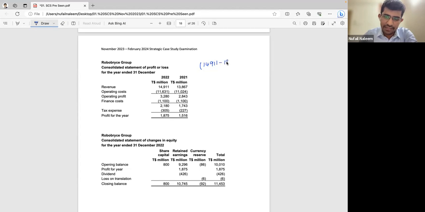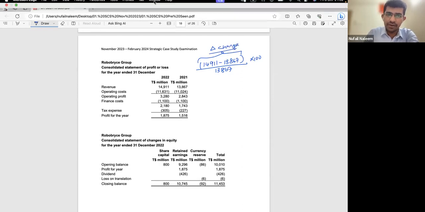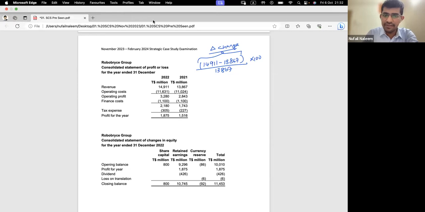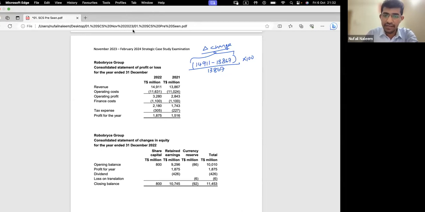Now, if you see 14,911 and 13,867, if you divide the difference by 13,867, multiplied by 100, you will get the change. That is, the difference between these two is the change in simple language, and you compare the change with the previous year. So that's how you calculate the growth. I believe that is very clear for the students at the moment, how the growth is calculated.